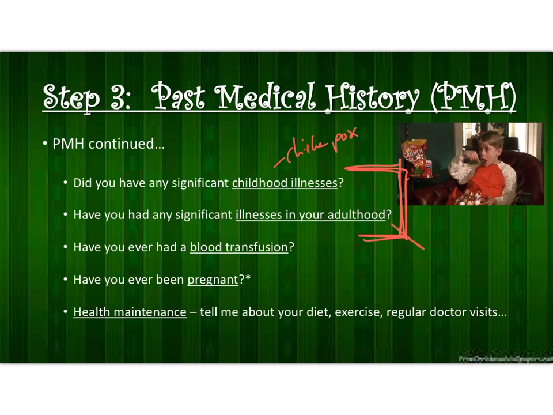Same thing with illnesses in adulthood. You want to make that very vague. If they ask you, "What do you mean by that?" then you might say things like high blood pressure or cholesterol issues or anything like that. Obviously, if they've already told you that they take a medicine for something, if you then ask them about adult illnesses and they say none, or they say, "What do you mean?" you might say, "Well, I assume you've been diagnosed with high blood pressure since you take this medicine," or something like that. Have you ever had blood transfusions?